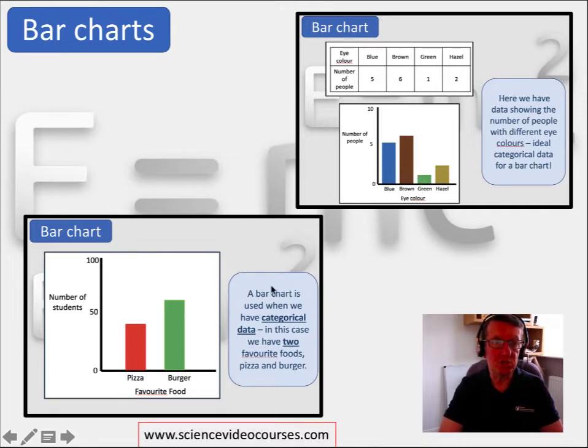Now, a bar chart is used when we have what we call categorical data. That's when we've got categories of data. So here we've got two categories: people liking pizza, people liking burger. Here we had four categories: blue, brown, green and hazel. So bar charts work particularly well when we've got categorical data. Let's look at our data, shall we?